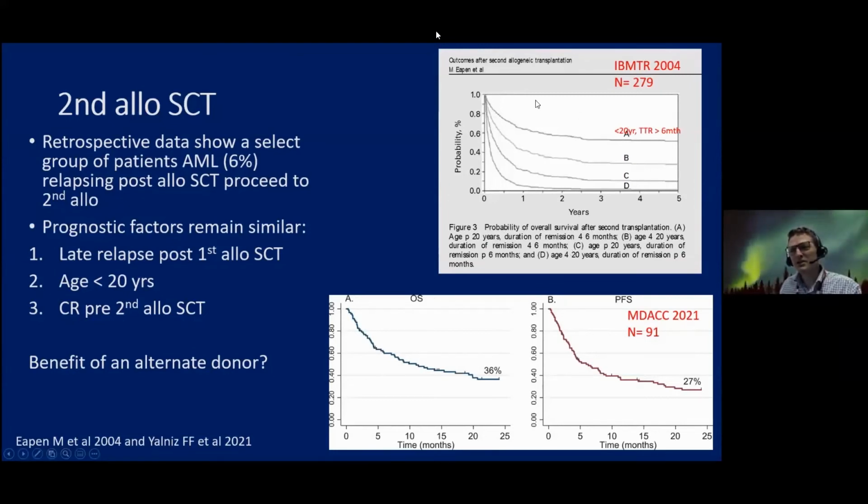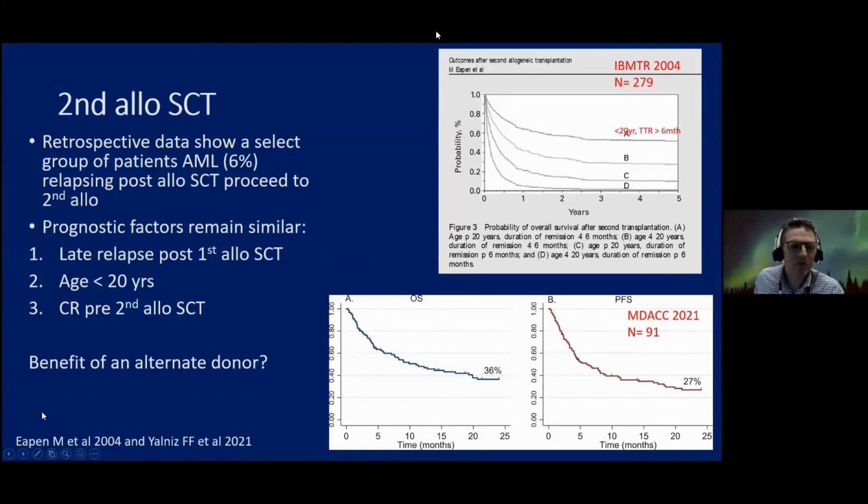This large series from the CIBMTR shows that patients who were less than 20 who had a late relapse had quite impressive outcomes in their publication from a second allograft. So certainly in our younger patients with late relapses, this shows great promise.